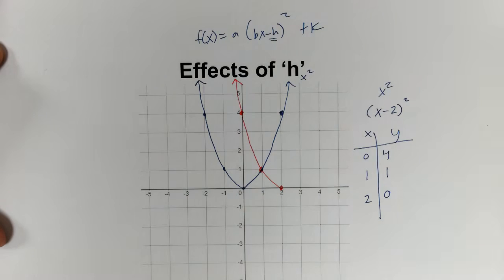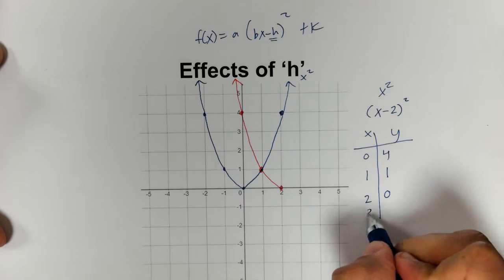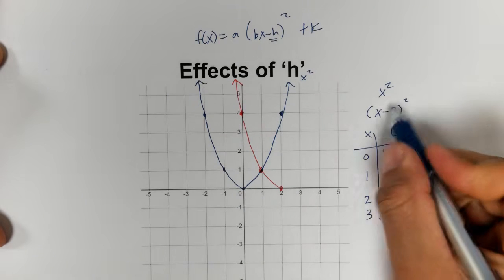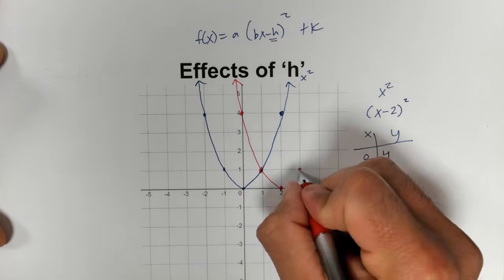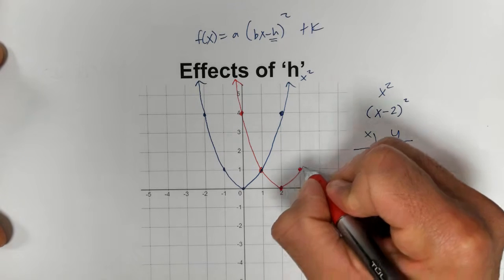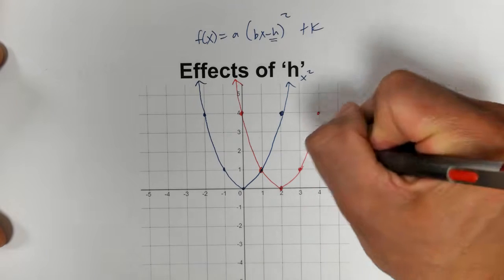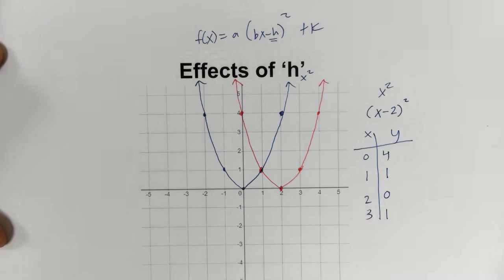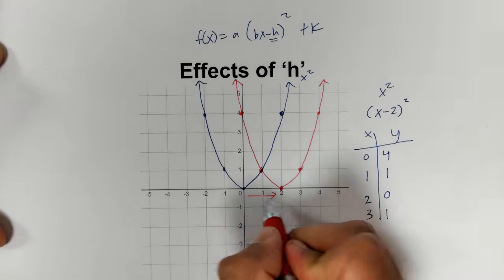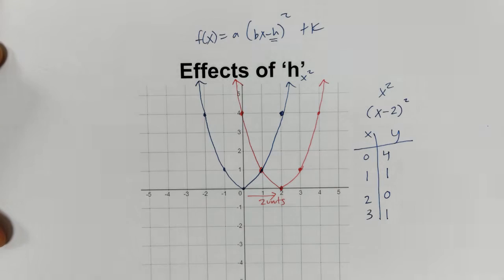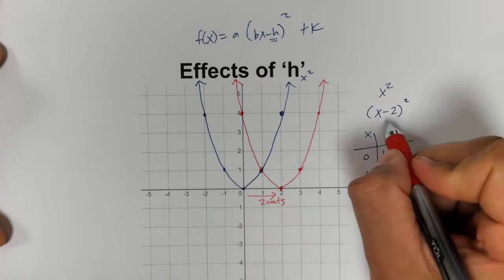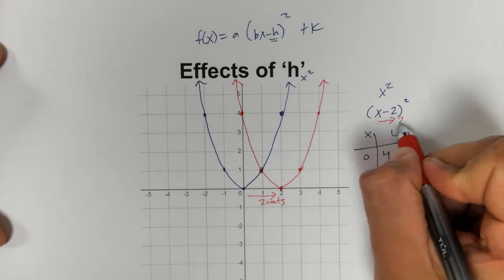I can keep adding more points, right? Like what happens when I plug in 3? 3 minus 2 is 1. 1 squared is 1. So at 3, I will get the other point. And you can sort of see how the parabola moved this way 2 units. Right? We subtracted h. This moved the function to the right 2 units.